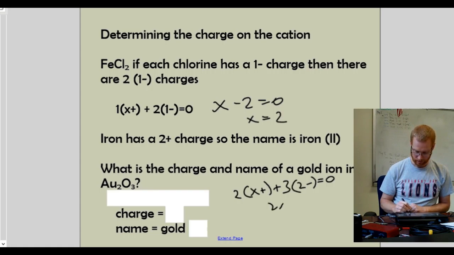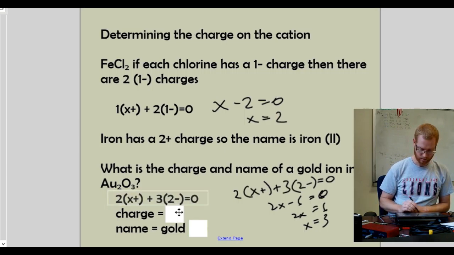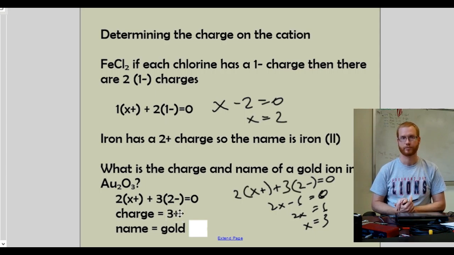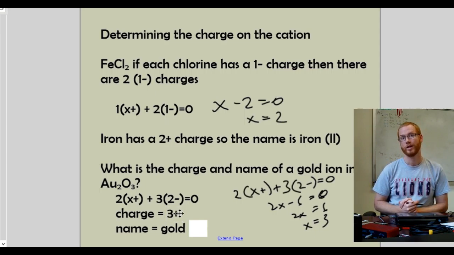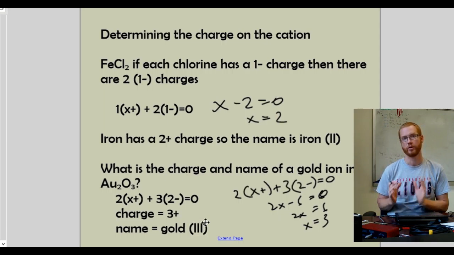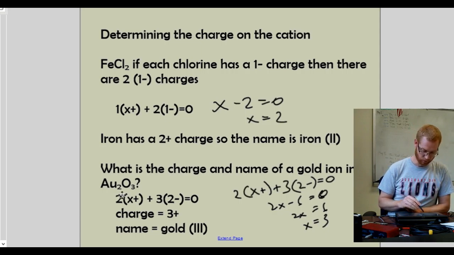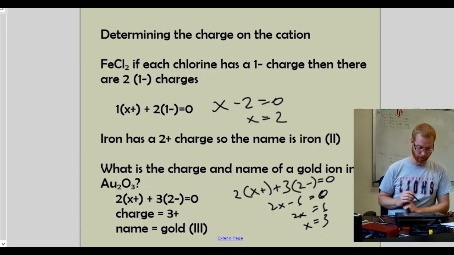So to solve algebraically: 2x minus 6 equals 0. 2x equals 6. x equals 3. So the charge on that gold ion is 3 plus. Okay? And so we know that the name of that gold ion is gold 3, Roman numeral 3. Again, the Roman numeral tells you the charge. Note that the Roman numeral does not tell you how many gold ions there are. It tells you the charge.